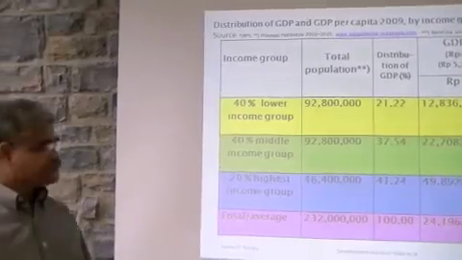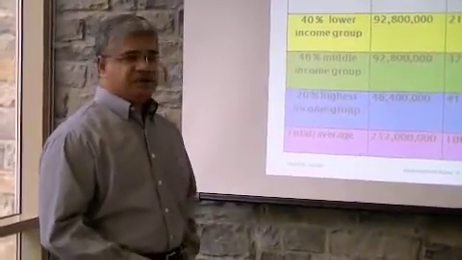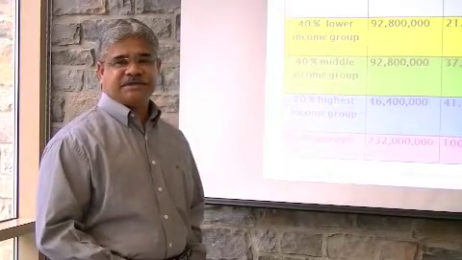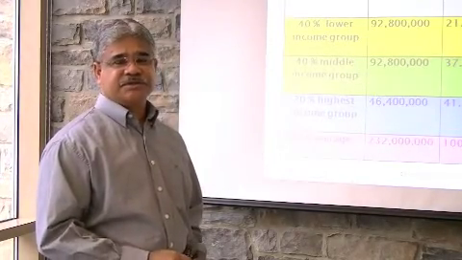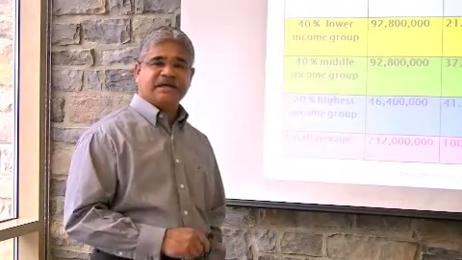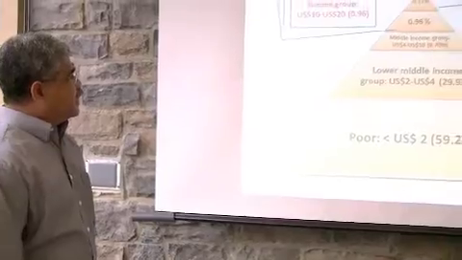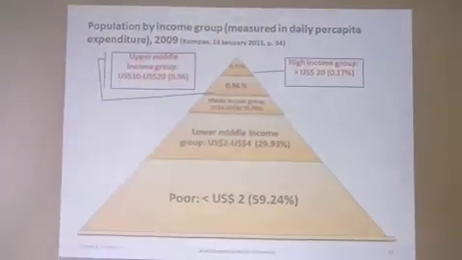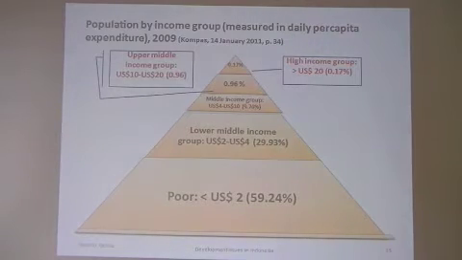In Gini coefficient terms, the Gini coefficient for Indonesia is 0.37, which is considered slightly high inequality. This is another way of looking at the distribution of income, measured by daily per capita expenditure. You'll see that, as the statistic from the World Bank says, almost 60% of them are in the bottom line here, considered poor, with expenditure of less than $2 per capita per day.